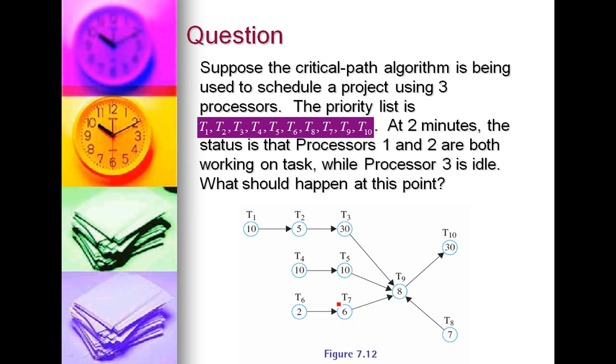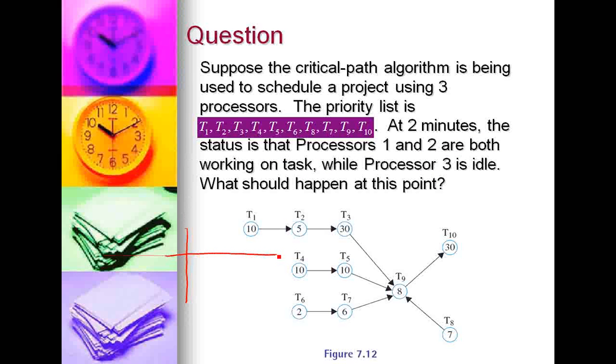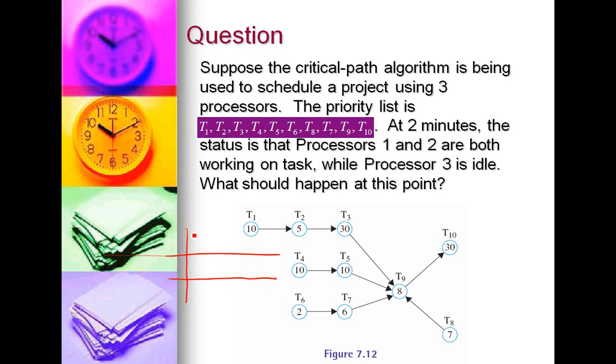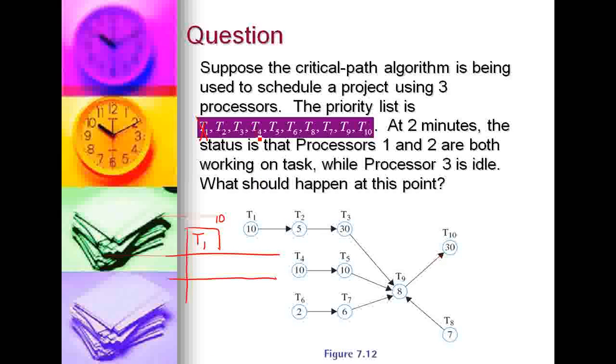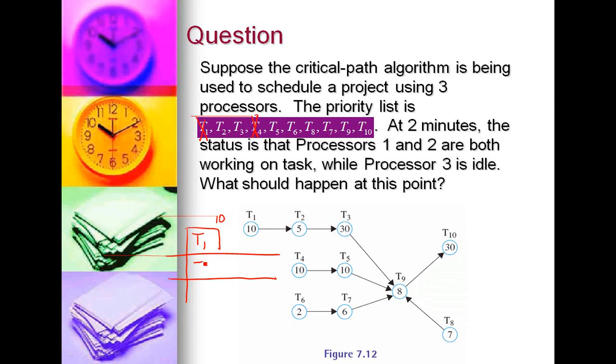So what has happened is processor 1 is busy at work on task 1 because it is the first element of the priority list. Processor 2: T2 is not ready, T3 is not ready, T4 is ready. So processor 2 is busy working on T4. And processor 3 has just finished up T6, which only took 2 minutes.